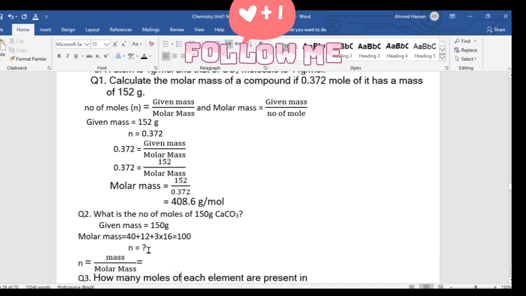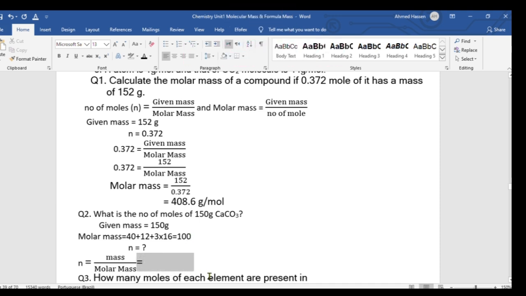Therefore, what is required is the number of moles. Number of moles is equal to mass given divided by the molar mass of the compound. Therefore, mass given in this case is 150, and molar mass of the compound is 100, and therefore 150 divided by 100 is equal to 1.5. It will be 1.5 mole.